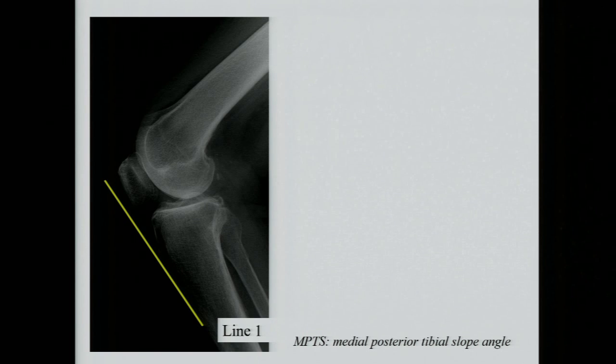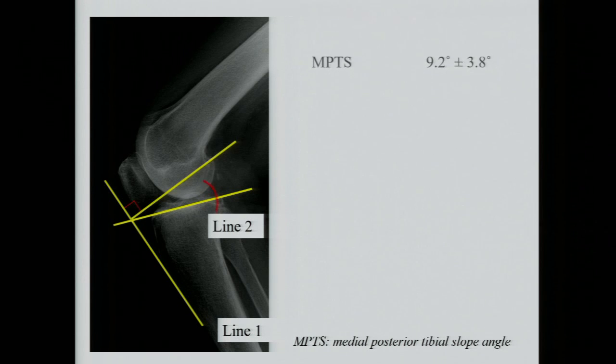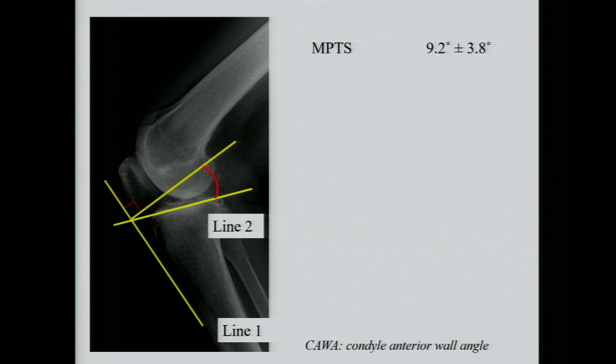Step 1, we draw line 1 along the anterior wall of the tibial shaft. And then we draw line 2. Line 2 is the medial articular surface. And now you can measure the angle, the medial posterior tibial slope, MPTS. The average is 9.2 degrees.